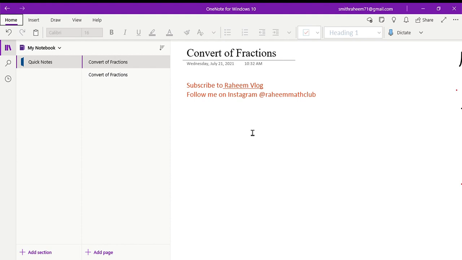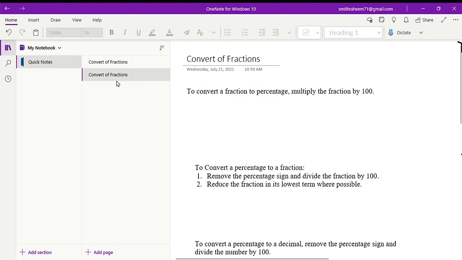Alright, so let's get into it. So we're at the first part of it, where it says to convert a fraction to a percentage, multiply the fraction by 100. Right, so I'm going to show you an example of how to do the first scenario.